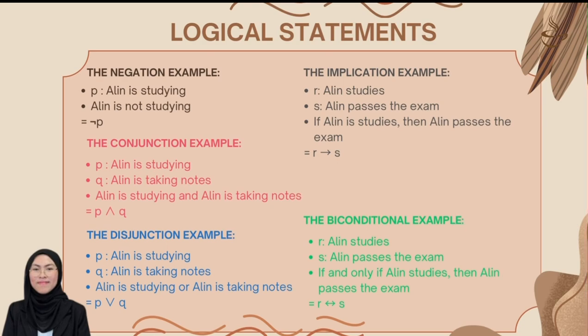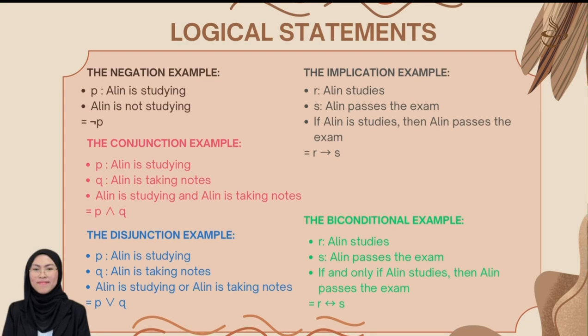Logical statements. There are 5 types of logical statements. The first one is the negation. Statement P, Alin is studying. So if we use this kind of logical connective, we need to put the symbol of logical connective in front of P statement. So the statement will be Alin is not studying. At this point, we can see that we negate the statement. The purpose of negation is to negate the P statement or any statement.